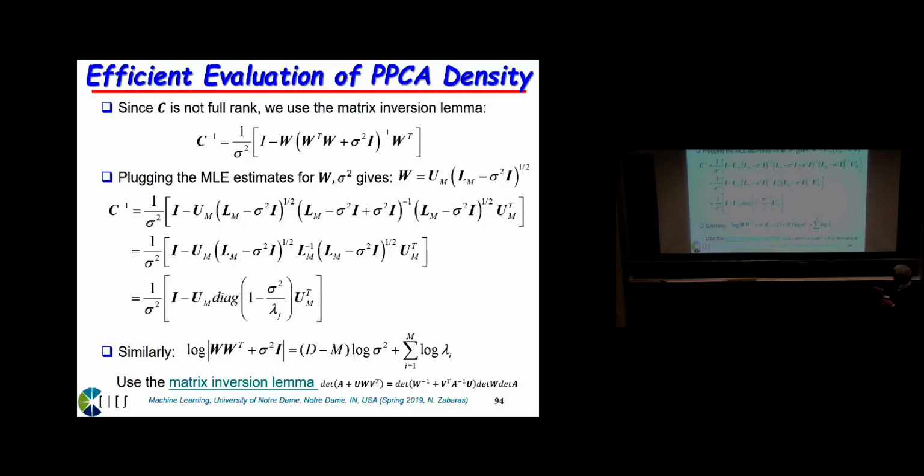You have to compute the M leading eigenvectors. This is the matrix UM. And then this is a diagonal matrix that is 1 minus sigma square divided by lambda j. So this has only the M leading eigenvectors and eigenvalues lambda.